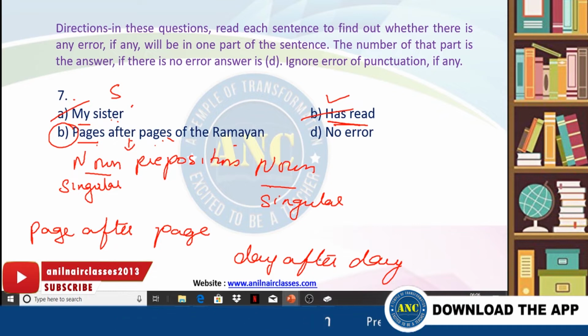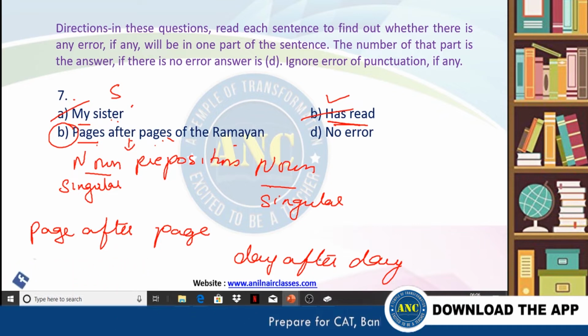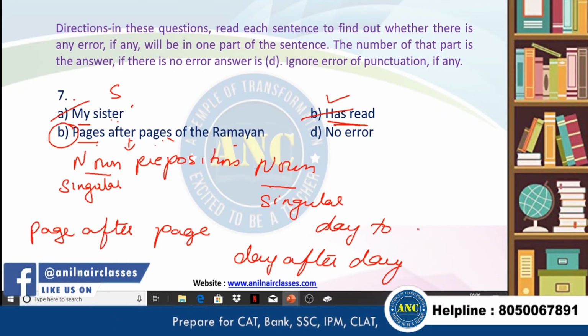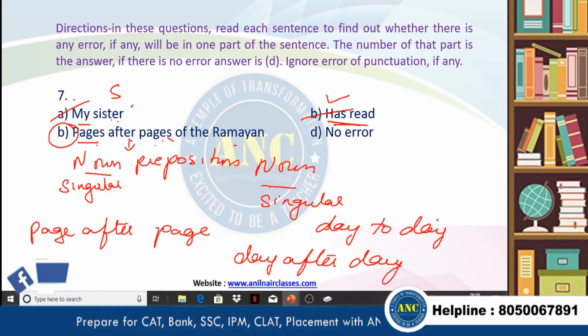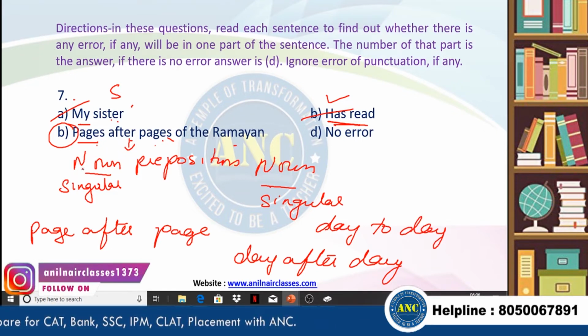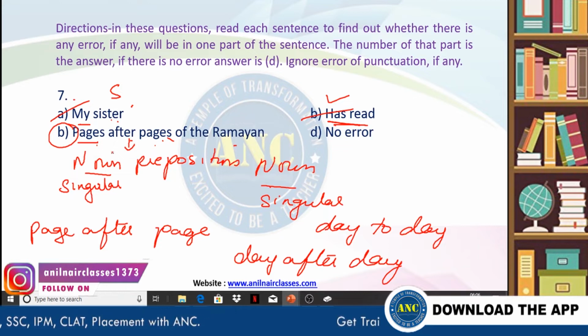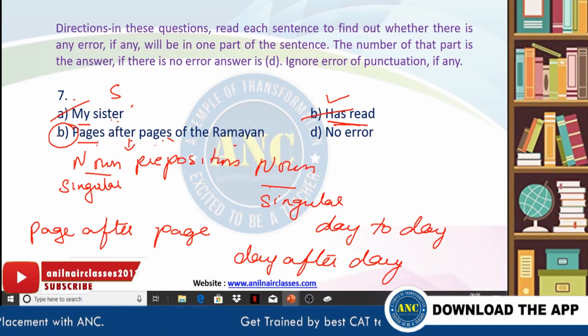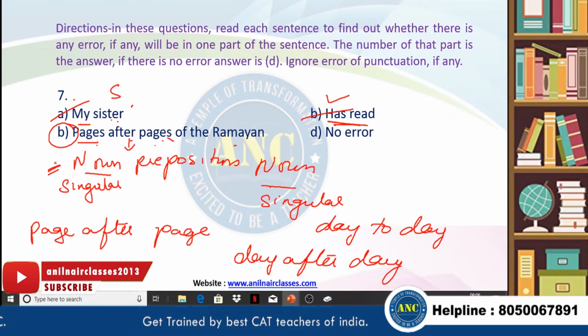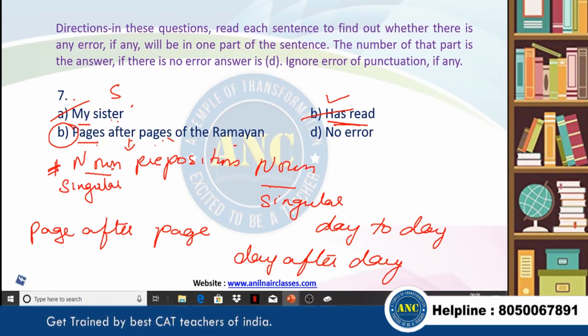Prepositions are day to day activity, day to day routine. We'll never say days to days. Day to day routine, day to day, day after day. Pages are page after page. Pages after page is wrong because simple. We have discussed this in our room. Remember? Now I'll repeat that noun rule once again.